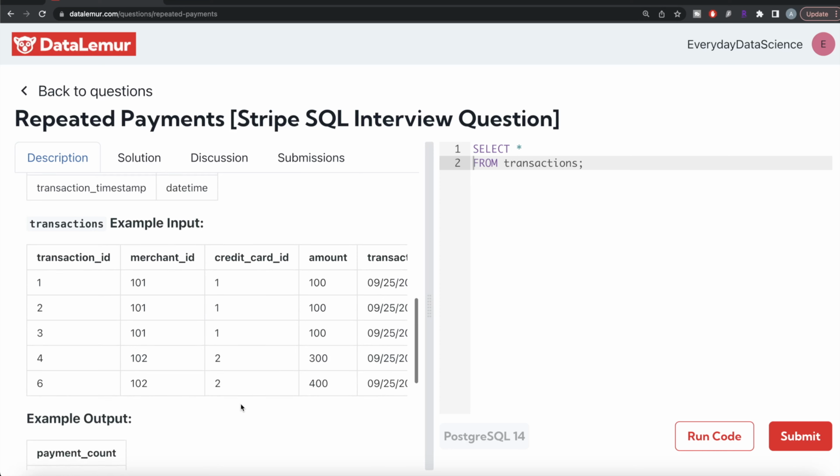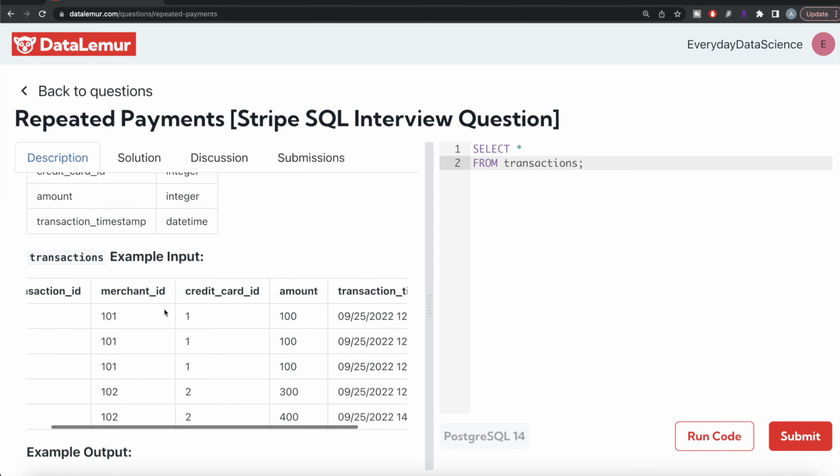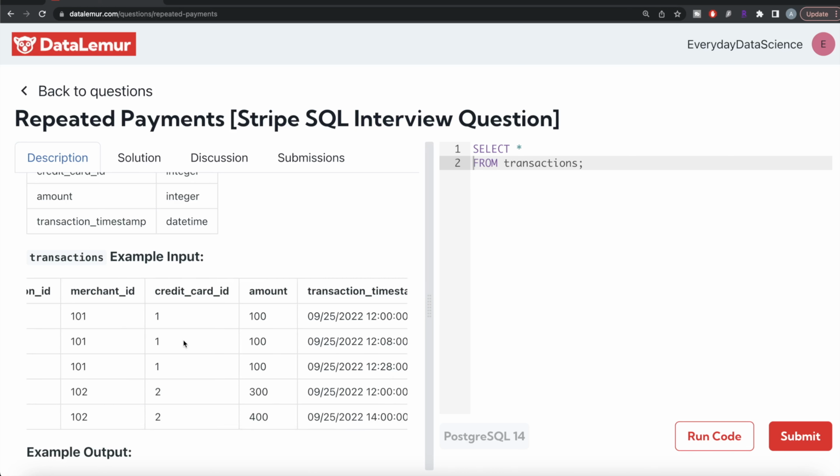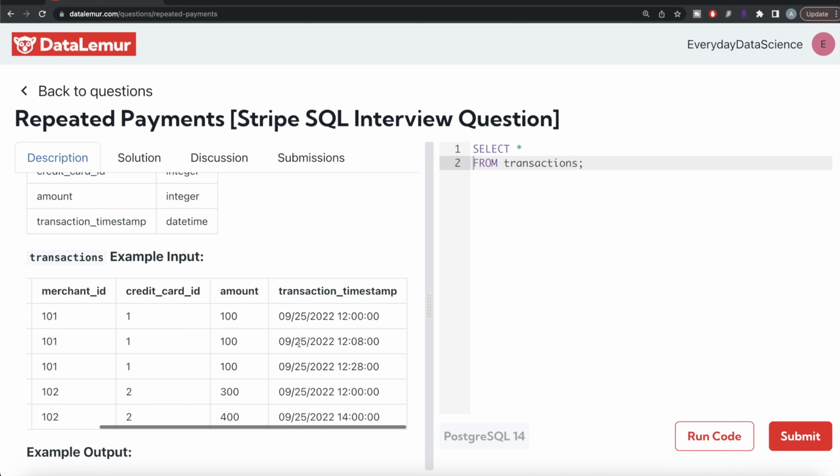One, right? So basically to do this, what we need to do is for each of these transactions, we should find out the timestamp of the previous transaction as well, right? So for example, there is nothing before this, so here it should be null. Then for this transaction, on 25th of September 2022 at 12:08, what is the time of the previous transaction? So we can find out the previous transactions when your merchant ID, your credit card ID, and the amount is same, right? So you can find that, and then make sure whether the difference between these two is within 10 minutes or not. If it is within 10 minutes, then obviously it is a repeated payment and you count it, right?